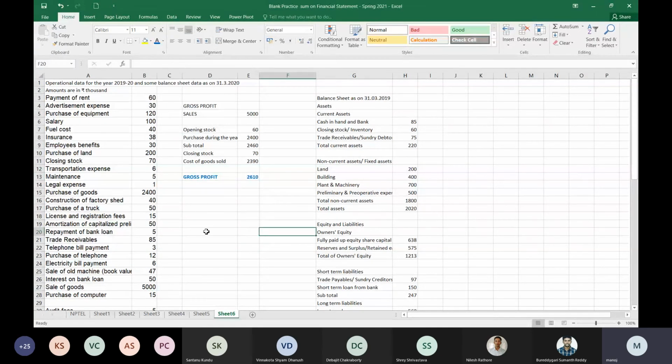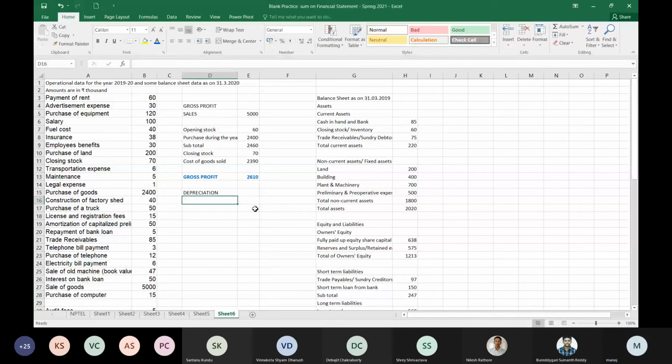Okay. Now next is to estimate operating expenses. One item of operating expenses is depreciation. Another is amortization. Now we have to estimate the depreciation. So let us estimate depreciation.